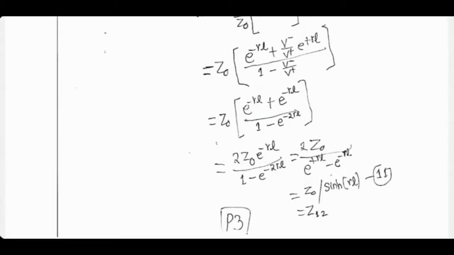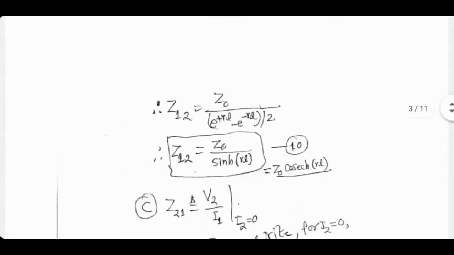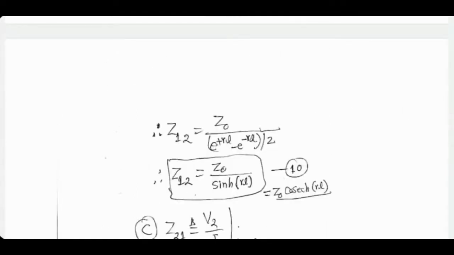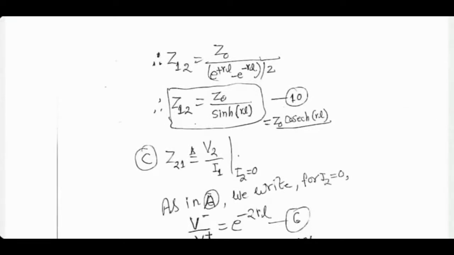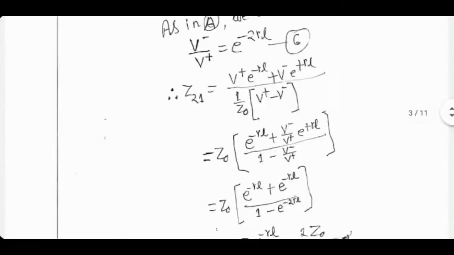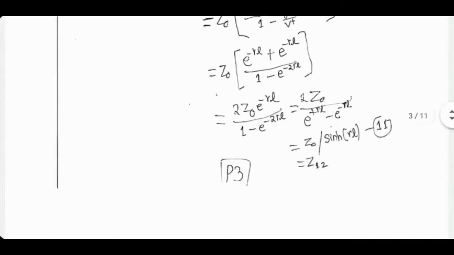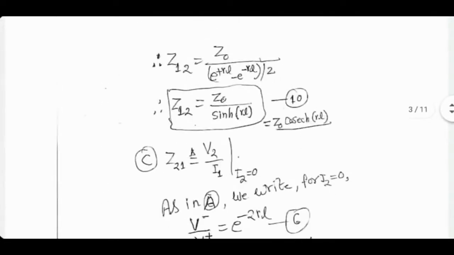I'm just double checking my own derivations. So please be patient. So I think, yeah, I got Z12 same as Z21, which is expected anyway. It's a symmetric network. Z12 and Z21 are equal to each other. They're not divided by sine hyperbolic gamma.